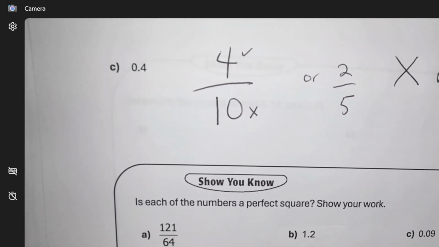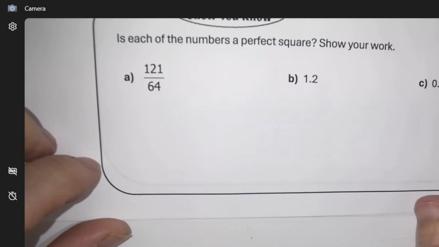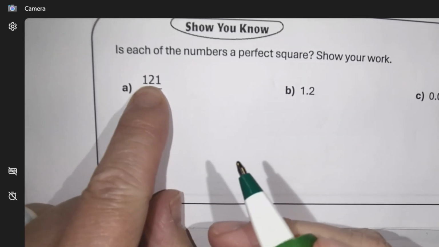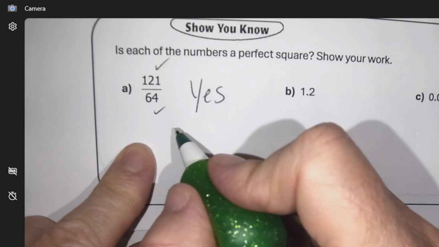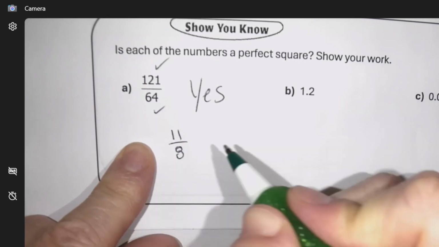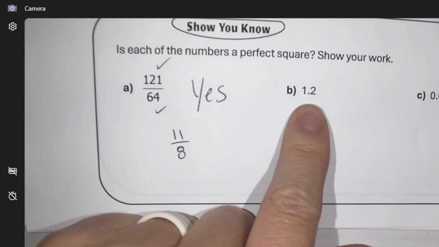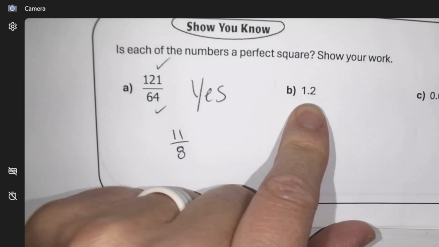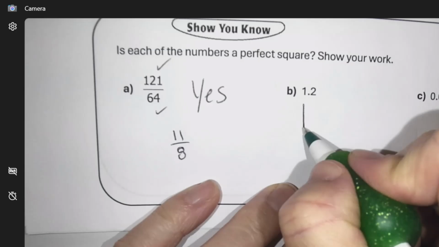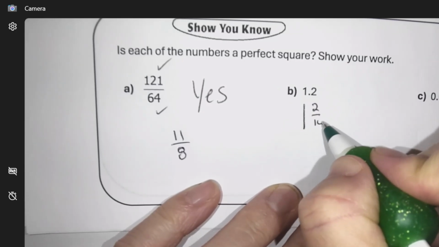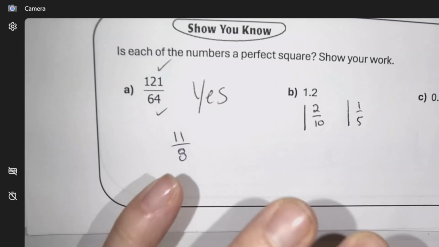Okay, we have 3 numbers here. Let's decide. Yay or nay on the top? Yep. Yay. So yes. Should we do that one? What is the square root of it? 11/8. Okay, I want this as a fraction. We're not doing decimals. What would you do here as a fraction? 1 and 2/10 or 1 and 1/5.